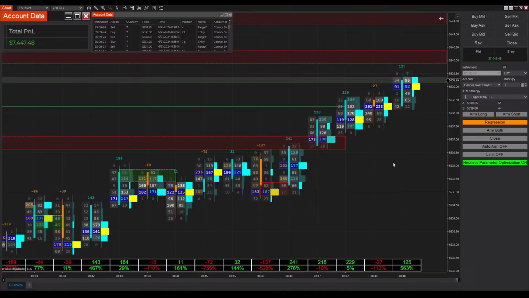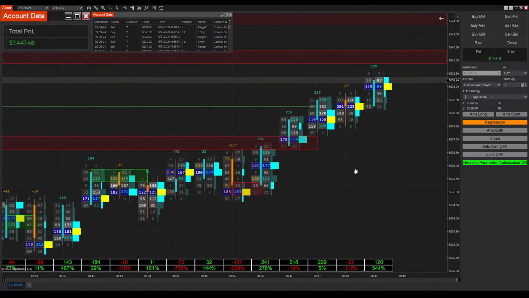And we end up winning that trade up to 74.47. I'd say that's close enough to 7,500. But that is a super solid day today, and I'm pretty stoked about that.